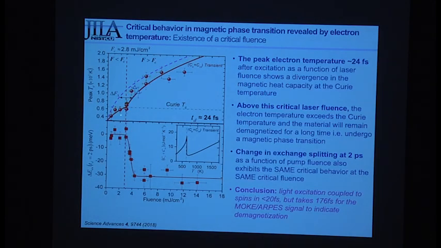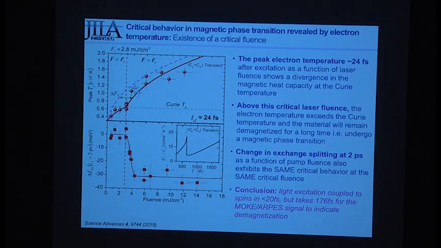We could extract the heat capacity from this data, and sure enough, you get this critical behavior, as you might expect. This was the exchange collapse, and that happened only above this critical fluence, at which point you had heated the electrons, just the electrons, not the lattice, above the Curie temperature. So the conclusion is that the light excitation gets coupled into the spins within 20 femtoseconds.